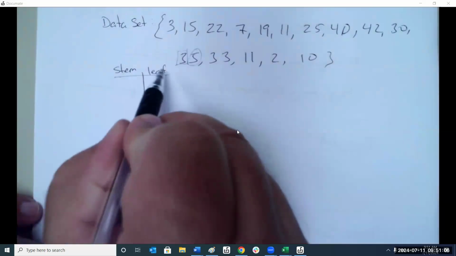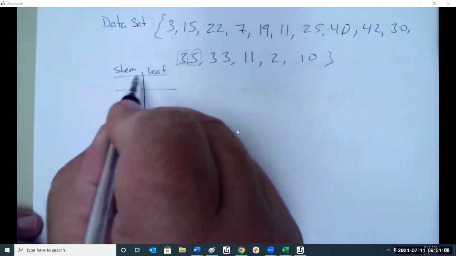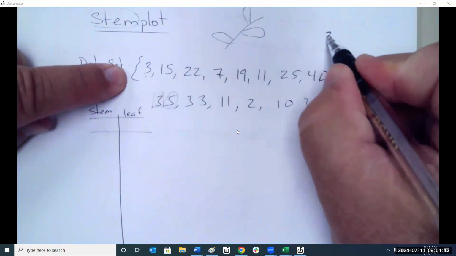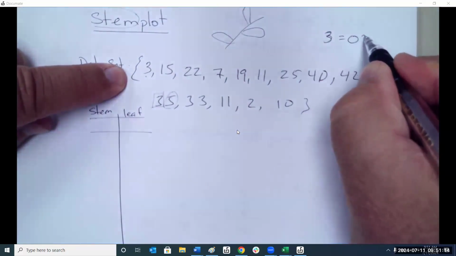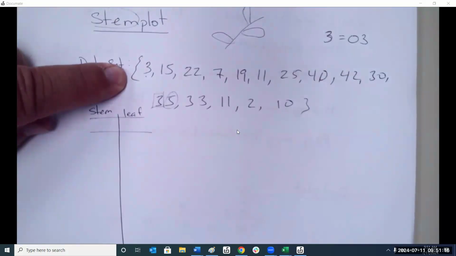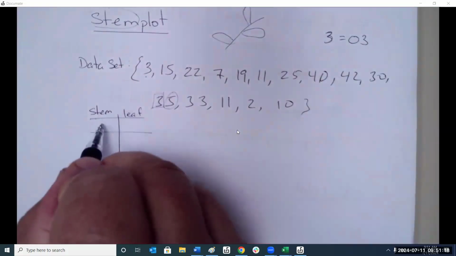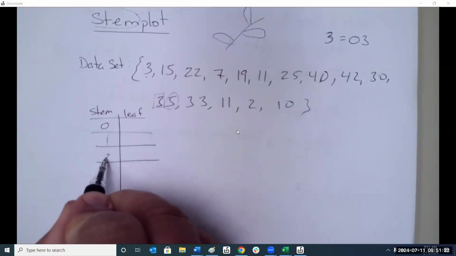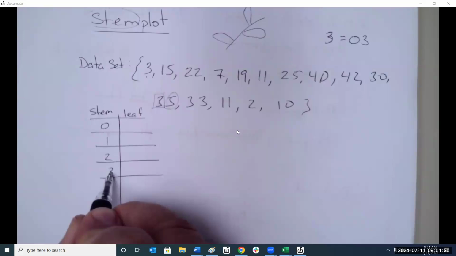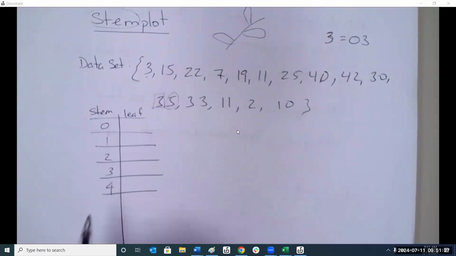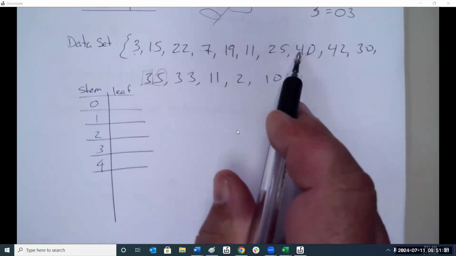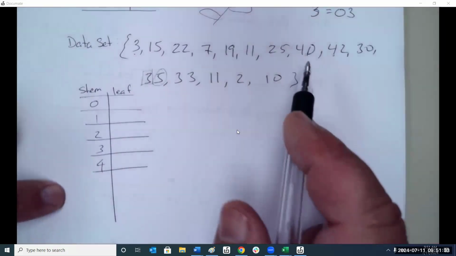So what we're saying here is our stems. Since we have a 1-digit number, the number 3 can be written as 03. So we can have a 0, 1, 2, 3, and 4, because we have no other data that's higher than 4. The first digit is no higher than 4.